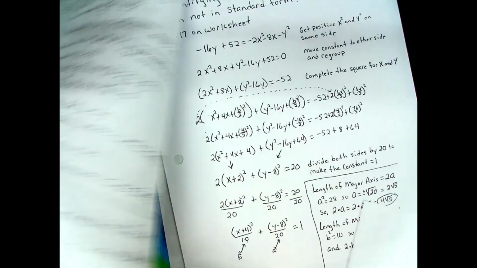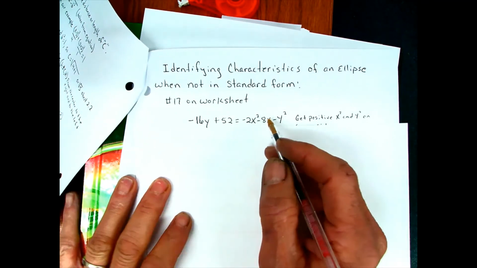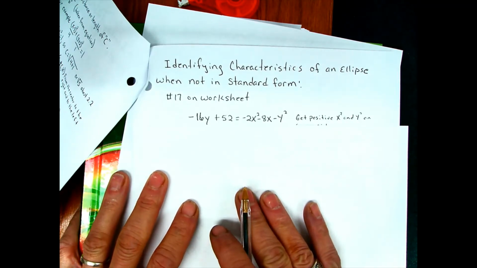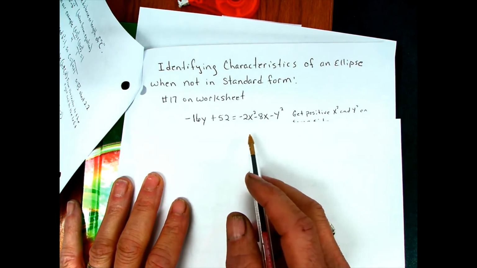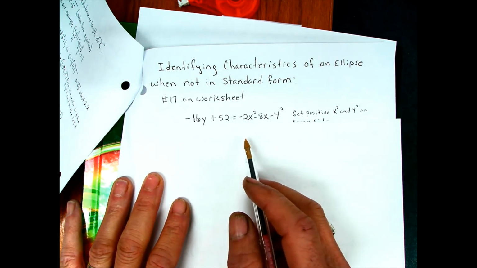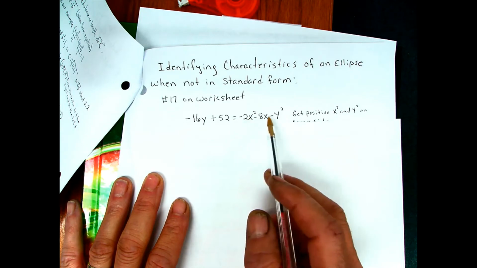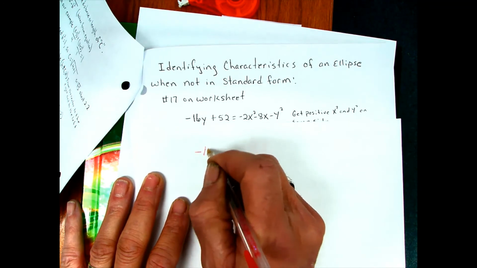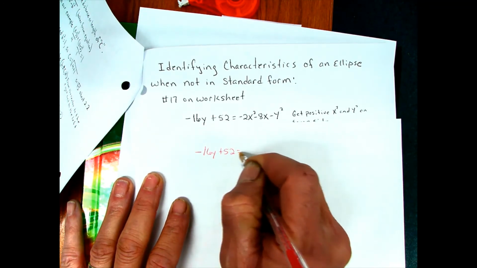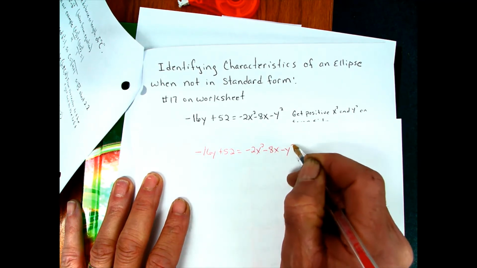Okay, sometimes you'll be given an ellipse and it won't be in standard form, like this one right here. Well, you have to get it in standard form. So move the x terms and the y terms all to the same side. And your goal in that part is to make the x squared and the y squared positive. So we have negative 16y plus 52 equals negative 2x squared minus 8x minus y squared.